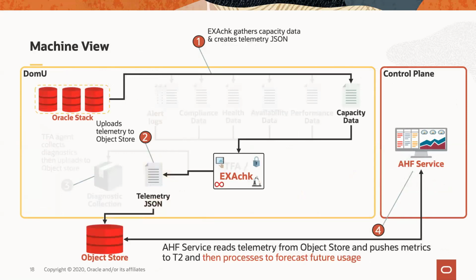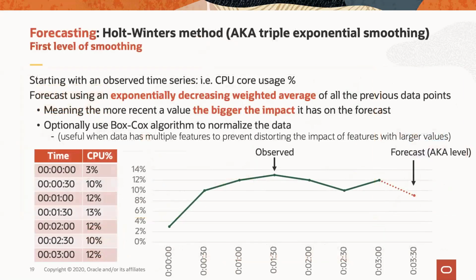How do we do this? We take the capacity data and then we apply Holt-Winters to this, so simple triple exponential smoothing. The first level, what you're doing here is you're basically taking a time series. In this case, it is core CPU usage. And then you're forecasting this using an exponentially decreasing weighted average of all the previous data points, which means anything that is recent has a bigger impact on the forecast.